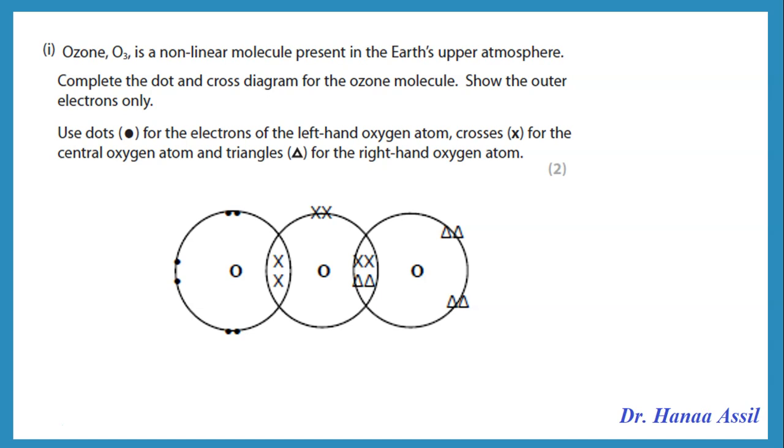So the oxygen on the left will take electrons from the oxygen in the middle, so that's a dative bond, without giving any electrons of its own. So it has 8, and the one in the middle has 8, and the one on the right has 8, so everyone is happy.